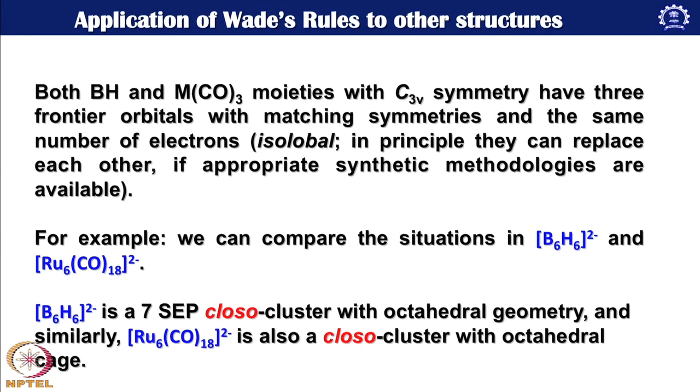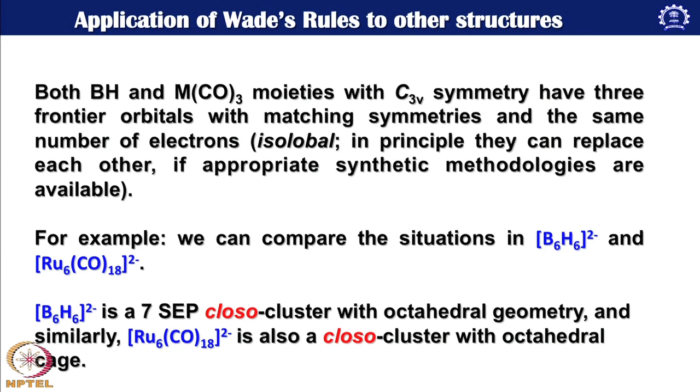B6H6 2 minus has n plus 1 skeletal electron pairs. 6 plus 6 is 12, plus 2 is 14 electrons. 14 electrons means essentially here I am counting 6 from boron, 6 from hydrogen, because I have deducted 12 electrons for BH bond formation. So, I am taking only 1 electron from boron. As a result, 6 plus 6 is 12, plus charge, 14. 14 electrons means 7 skeletal electron pairs, and if n plus 1 is 7, n should be 6.